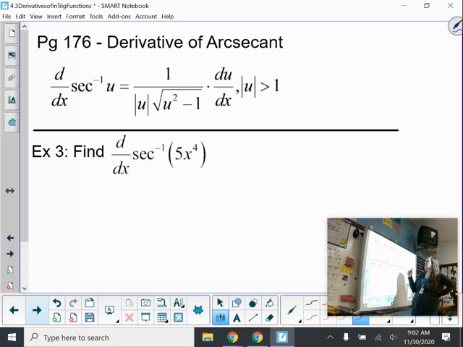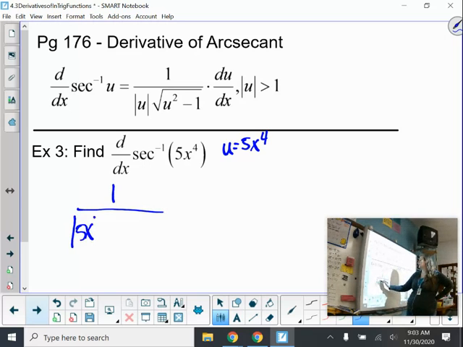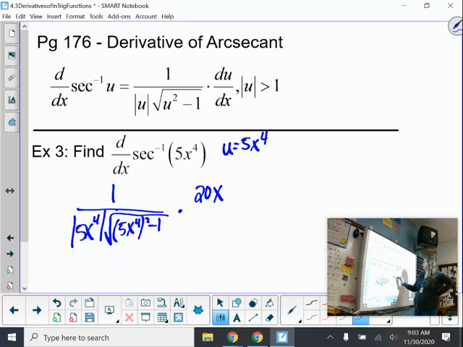So here, we're taking the derivative of inverse secant, and this is just straight up using the formula. Your u is going to be 5x to the 4th, just something to keep in mind. So I have 1 over the absolute value of 5x to the 4th times the square root. And I'm actually going to make that not a parenthesis. I'm just going to do my square root there because that'll act kind of as a grouping symbol. So my square root of 5x to the 4th squared minus 1 times the derivative of 5x to the 4th, which is 20x to the 3rd.